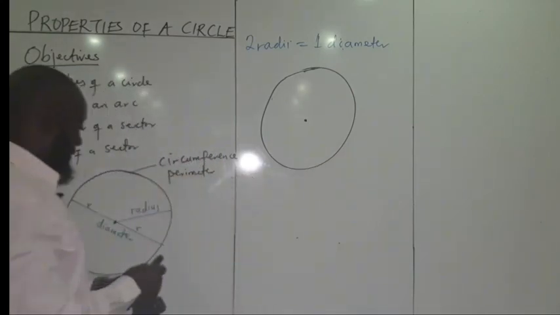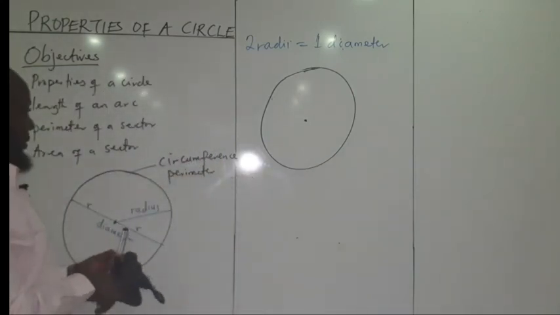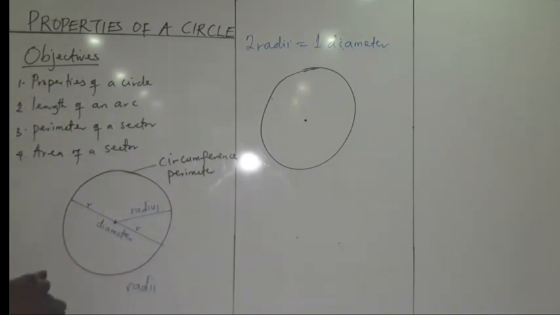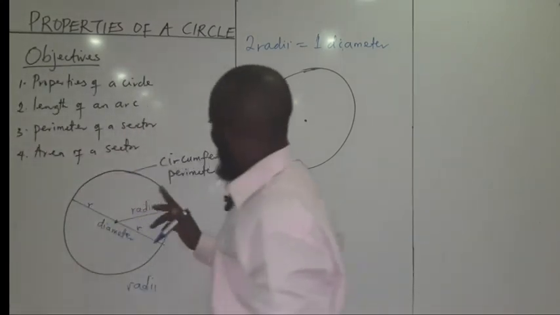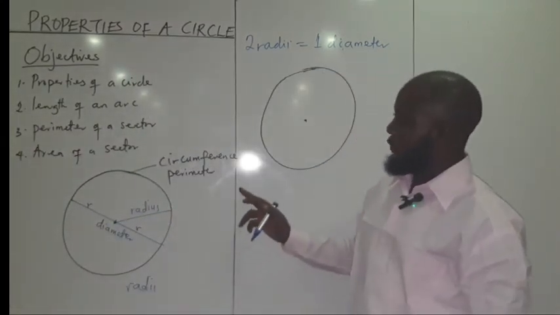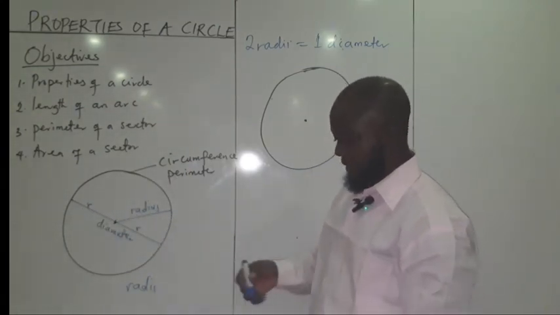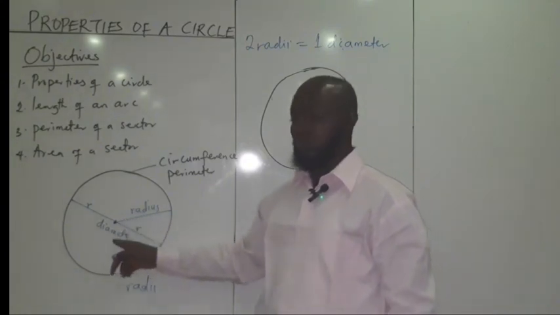So we've looked at circumference. We look at radius, we look at diameter. The other one looks like diameter, but it's not the diameter. I said a line drawn from one part of the circumference to another part of the circumference, passing through the center, is called diameter.